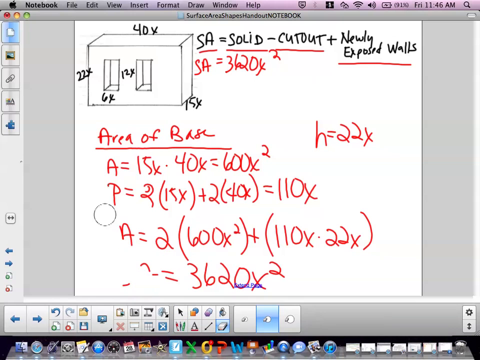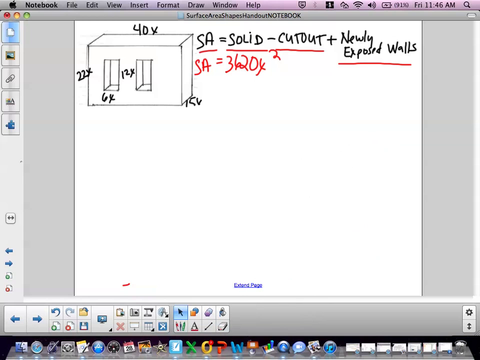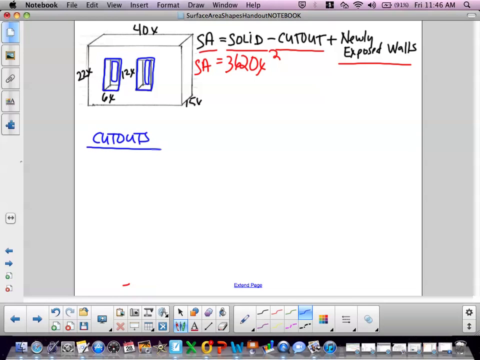So keep your work nice and organized. Keep all of your support work so you can find a mistake if you make a mistake. And now let's move on to the cutout windows. So I can see one cutout window. I have one in the front and then a matching cutout in the back. And I have another pair of equal measurement. One in the front and another in the back. So these are my cutout windows. And I can see that I have 4 rectangular windows that are 6x by 12x.